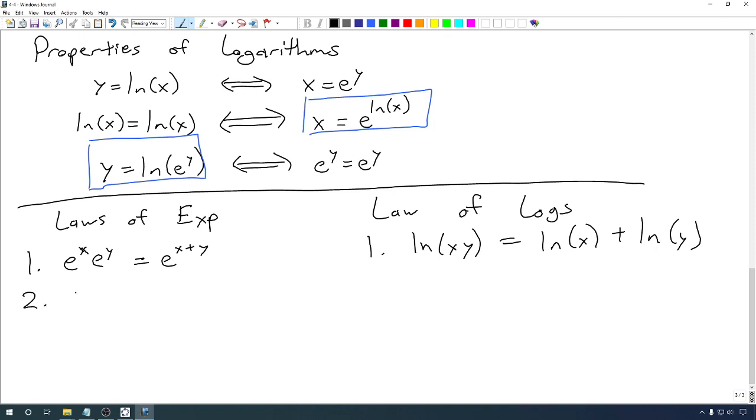Kind of the same thing when we have division. E to the x divided by e to the y is equal to e to the x minus y. The division on the outside is going to turn into division on the inside. And the subtraction on the inside is going to turn into subtraction on the outside.